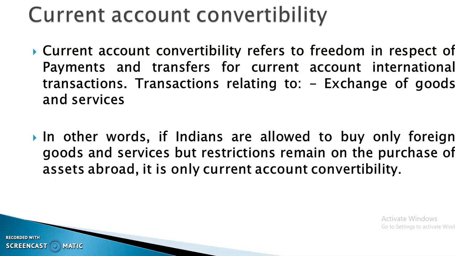Let's look into the types of convertibility. The first one is known as current account convertibility. Current account transactions, as you all know, include export of goods and services, import of goods and services, and unilateral transfers like gifts, donations, and subsidies received from abroad and given to foreigners. All these transactions come under the current account. So current account convertibility is simply known as complete freedom in respect of converting the domestic currency into foreign currency and foreign currency into domestic currency for doing all these kinds of transactions related to the current account. This is known as current account convertibility.